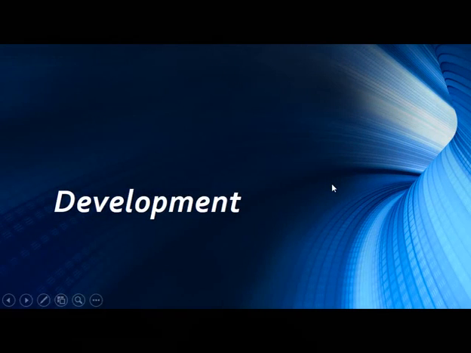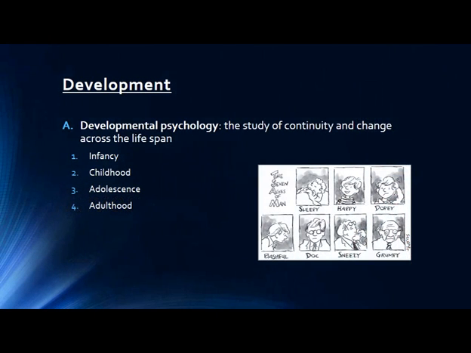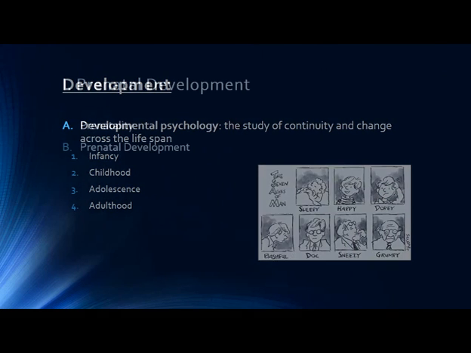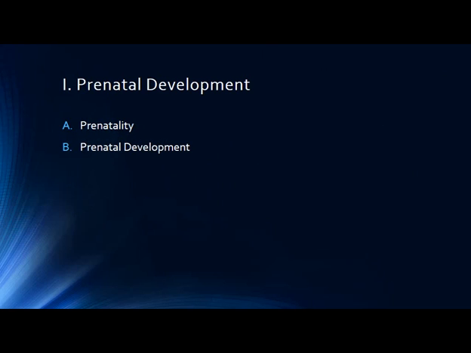Like I said, we're going to focus primarily on a little bit of early development and then talk about social development and gender. So when we're talking about development, we're talking about across the lifespan, including infancy, childhood, adolescence, and adulthood. I want to spend a little bit of time talking about prenatal development and some issues there. Again, this is a very quick hit of the highlights.